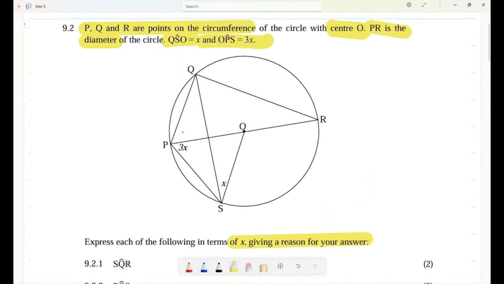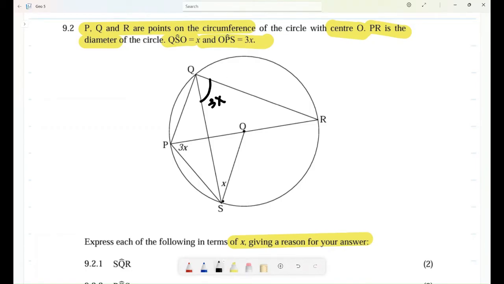SQR. Let's see. SQ. Nope, that's O. SQR. This angle. SQR, it is how much? Now, let's see this angle QR. Let me do this in black. SQR. This angle here. Remember I said this angle is going to be equal to how much? To 3x.